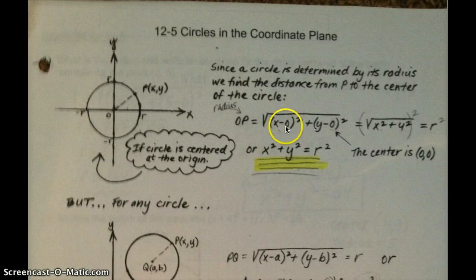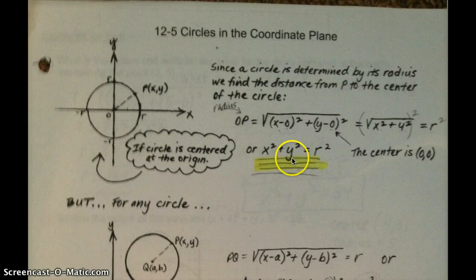So since the center is 0, 0, we have this equation, which we can simplify to the square root of x squared plus y squared equals r. But we don't want this square root anymore, so we square both sides, and we get that x squared plus y squared equals r squared. So this is the equation of a circle when it's centered at the origin.